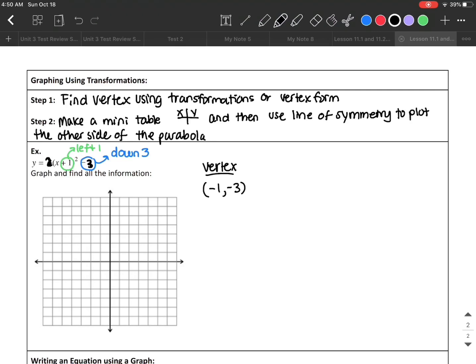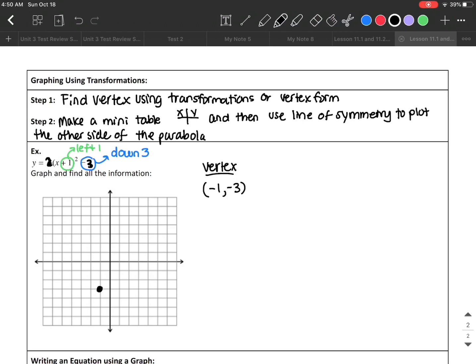If I'm starting at 0, 0, which is the parent parabola, moving left 1, down 3. So started here, moved left 1, down 1, 2, 3. And I ended up here. This is my new vertex. Erase that so it doesn't confuse you.